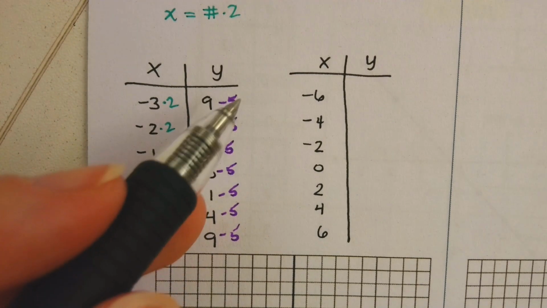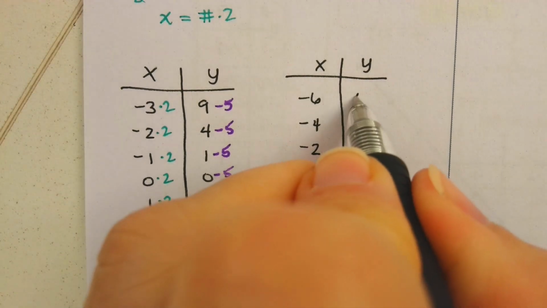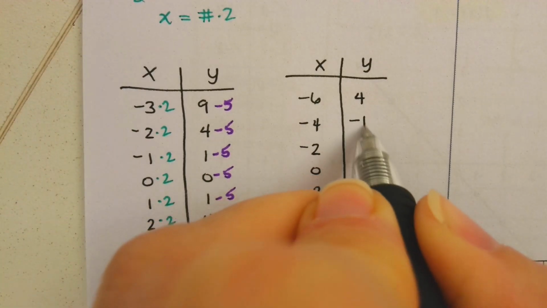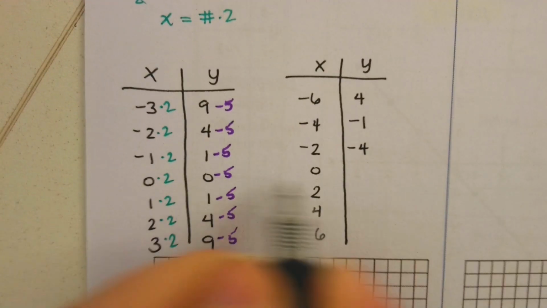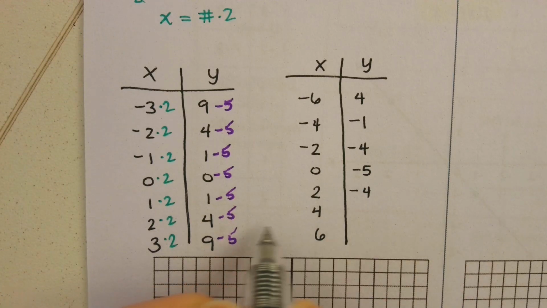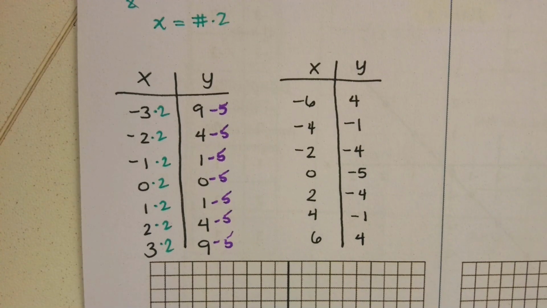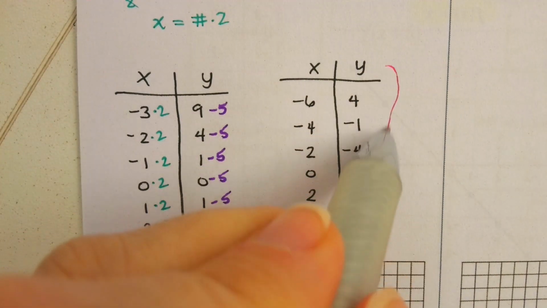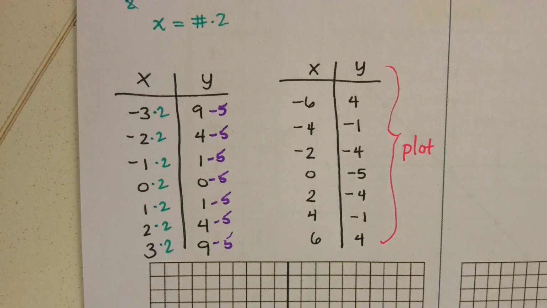And then for the y's, each of those, remember, we're just subtracting 5. So I'll have 4. 4 minus 5 is -1. 1 minus 5 is -4. 0 minus 5 is -5. And then another -4, and then another -1. And then 9 minus 5 would be +4. So these new points in this table, this is what we're going to plot. This should be the transformed function. Plot these guys.